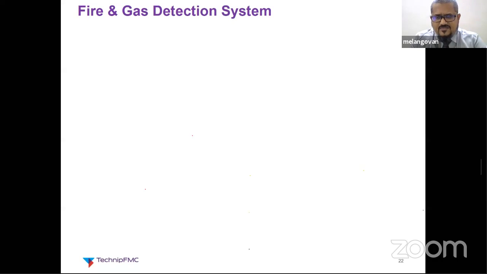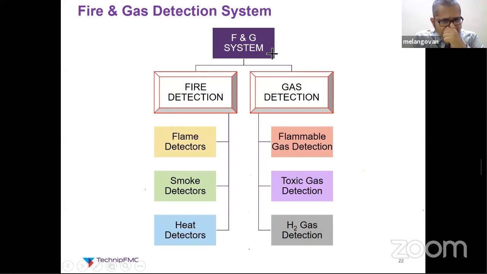If it is a volatile component or a gas, we have the gas detectors, which will give an alarm to alert the operator. Or if it is converted into a fire, then we have the fire detectors. Now let us implement these systems into our design. So before that, we have listed down all the detectors available here.